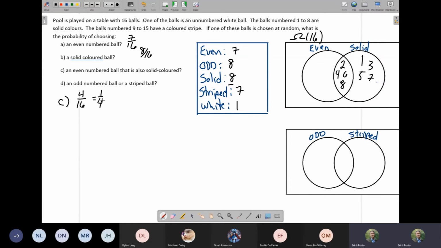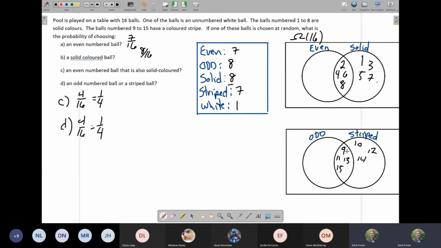Follow a similar approach for part D, an odd numbered ball or a striped ball. So we go through and do the same thing. We start the odd numbered balls starting at number 9. So 9 is odd and striped, 10 is just striped, 11 is odd and striped, 12 is just striped, 13 is odd and striped, 14 is just striped, 15 odd and striped, and that's it for the colored balls. Okay, so we've got, again, 4 in the odd numbered ball space.